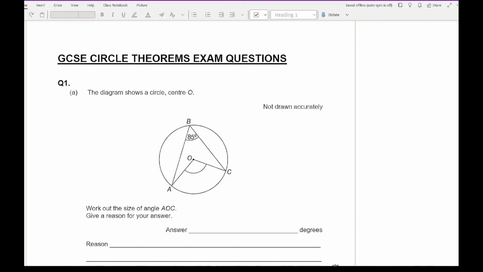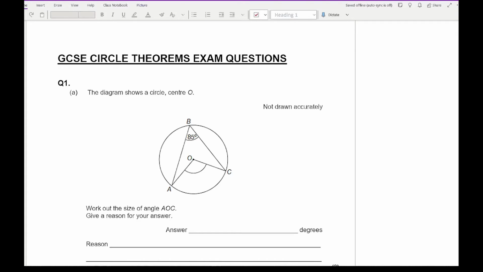Now the key thing to remember is that circle theorems can appear on both the non-calculator and the calculator paper. Also, none of the diagrams will ever be drawn to scale, so please do not reach for your protractors to measure angles. And please be aware that you will need to learn the actual definitions of all of the circle theorems covered in the previous videos. Let's get started on this first question.